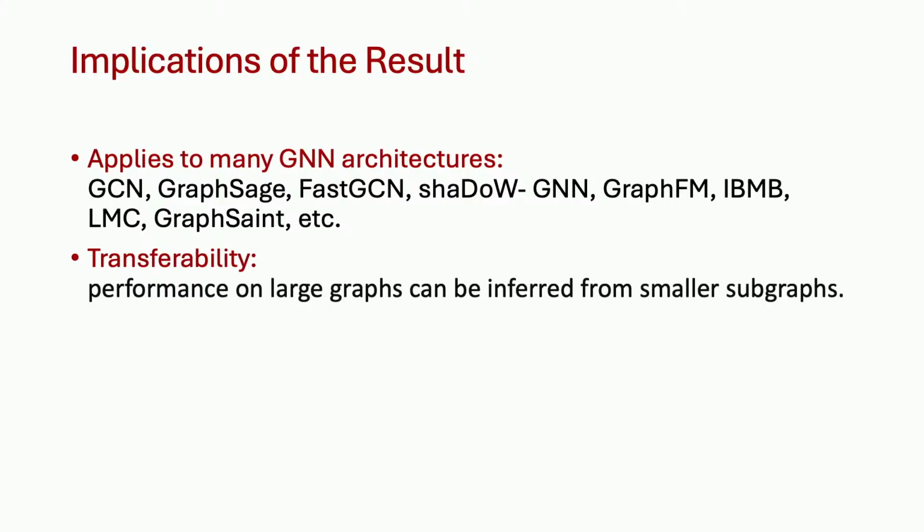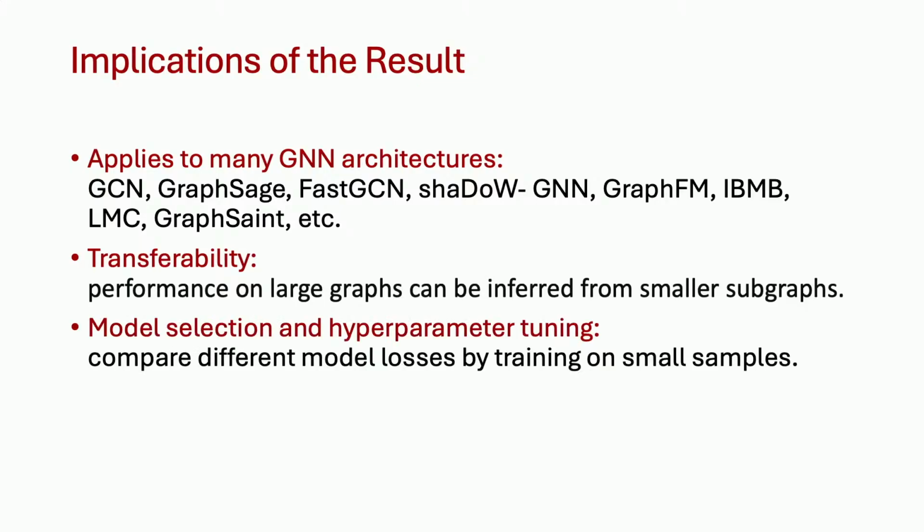Second thing is that it relates to transferability, which is what Luana also talked about yesterday. So it relates to this whole literature of transferability, that performance on large graphs can be described by the smaller subgraphs. And the third thing is that if I have a large-scale graph and I don't know which architecture to use, maybe I can just use this idea that small subgraphs give me enough approximation of the loss function to compare different architectures fast, and then go and find the right hyperparameters for the larger graph, which takes more computation.